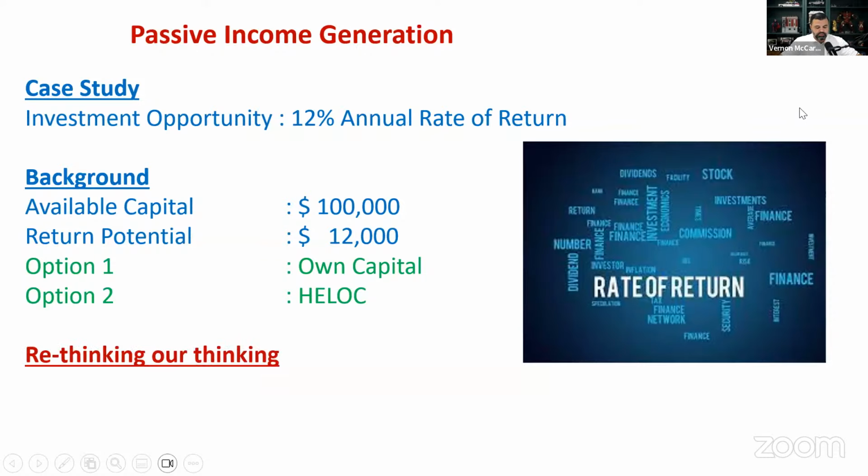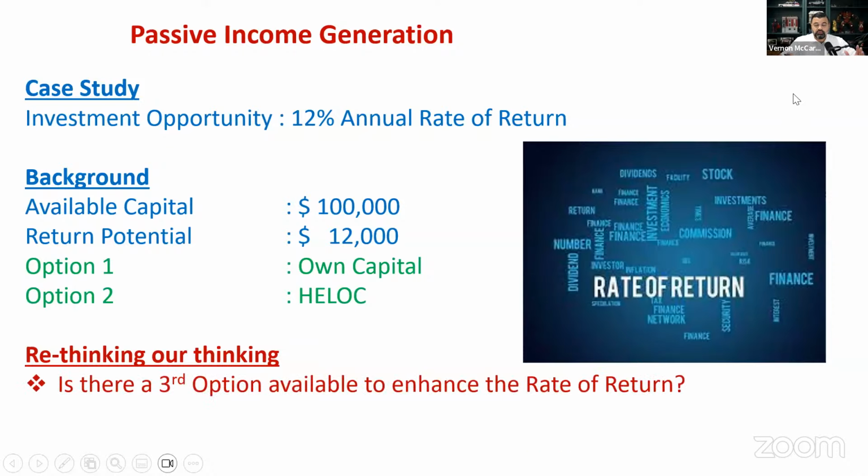Now, the third option is to rethink your thinking about the financing function. There is a third option available that will enhance your rate of return by controlling the financing function. And by the way, I don't know if you guys can access this, and if you can, it's all good. But there are webinars on our site.